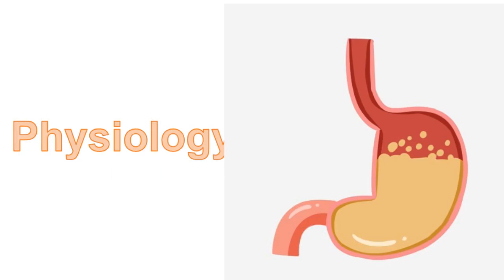Physiology of the stomach is simple to learn. The stomach mechanically breaks down the ingested food and, together with the actions of acid and pepsin, forms chyme. Chyme is then passed to the duodenum. Gastric acid secretion and its phases will be discussed in our next video.